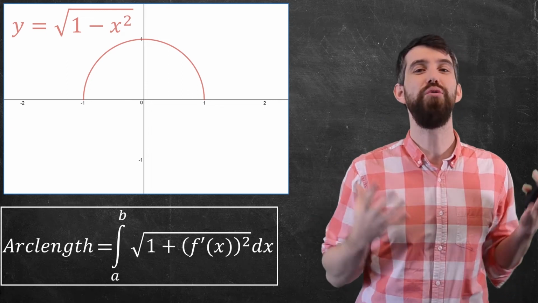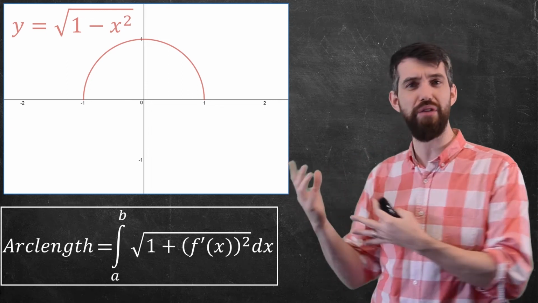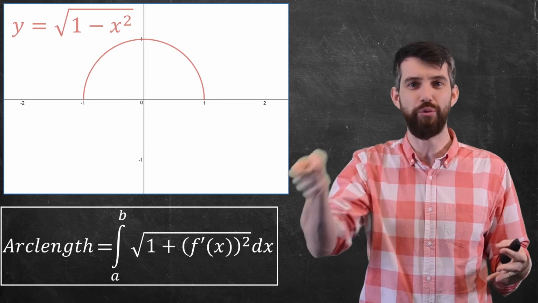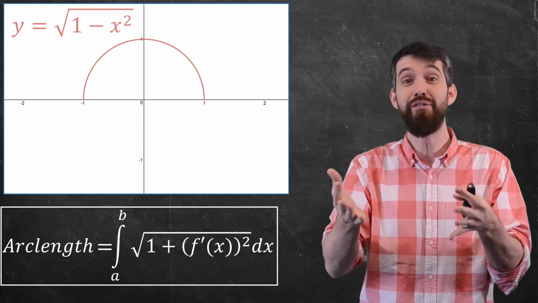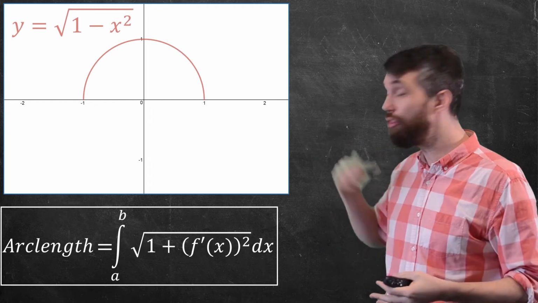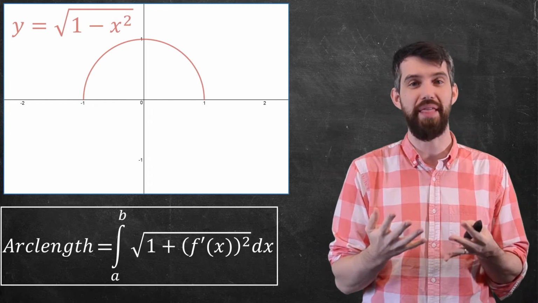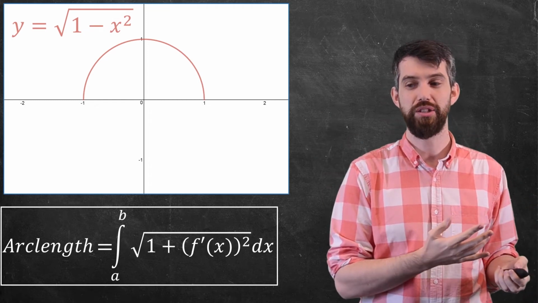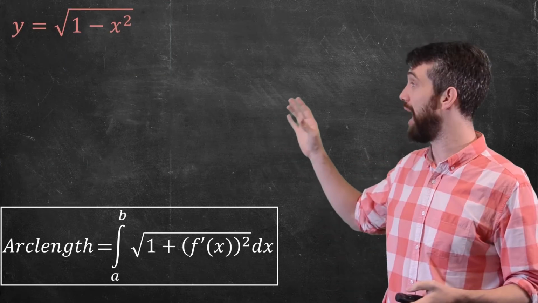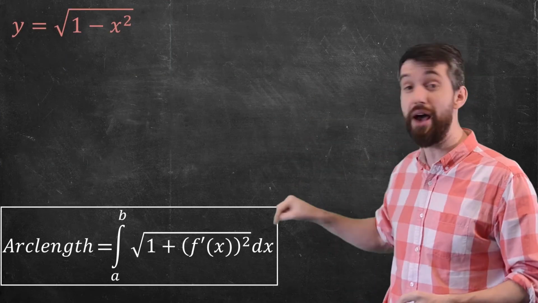Now, we know the arc length of a circle of radius 1. It's 2 pi times the radius, so 2 pi. And if it's half of it, it's just going to be pi. So we want the arc length to be pi, but let's see if we get that from using our formula. If I go and erase this for a moment, I need to take the derivative to put it down into my arc length formula.